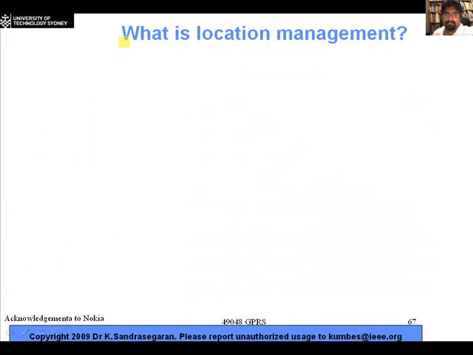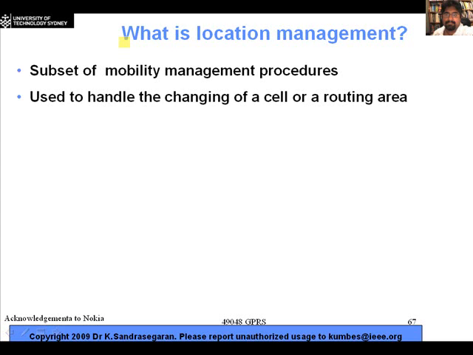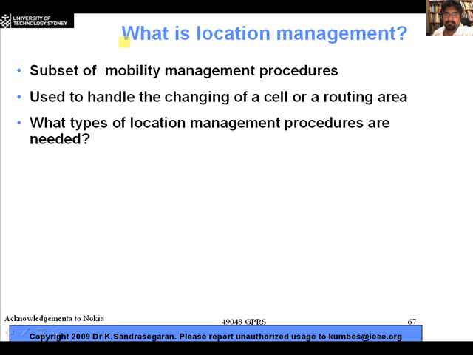Okay, so location management. What are the different things that can happen? In terms of location management, the network is interested in knowing which routing area you are located in, so that it can send packets to you. Many things can happen here. You can either go from one cell to another cell within the same routing area, or you can go from one cell to another cell in a different routing area. So you need different procedures.